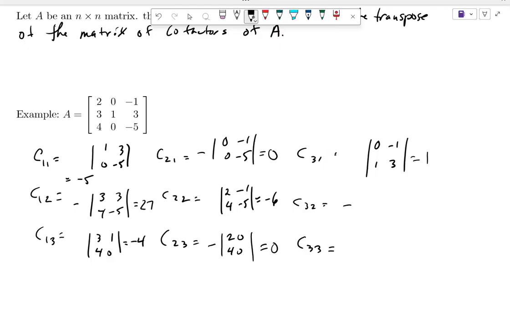The next one will be negative because it's going to alternate. 2, -1, 3, 3. 6 plus 3 is 9, so we get negative 9. And the last one will be positive. 2, 0, 3, 1, and we get 2.